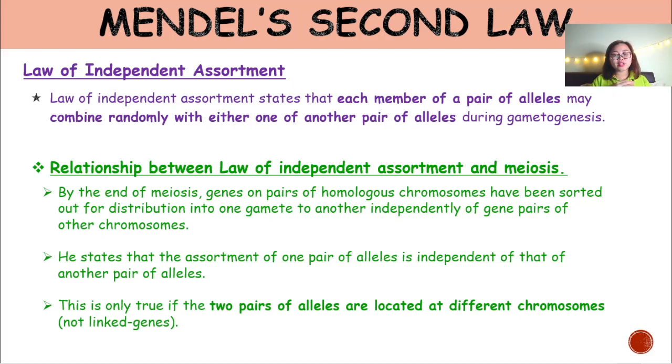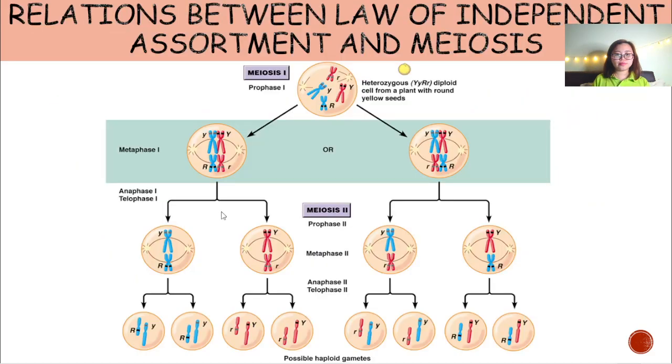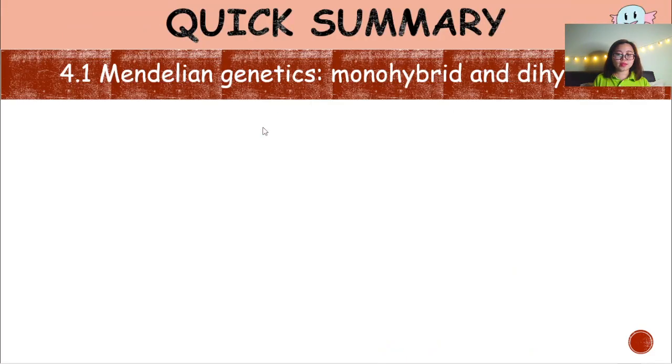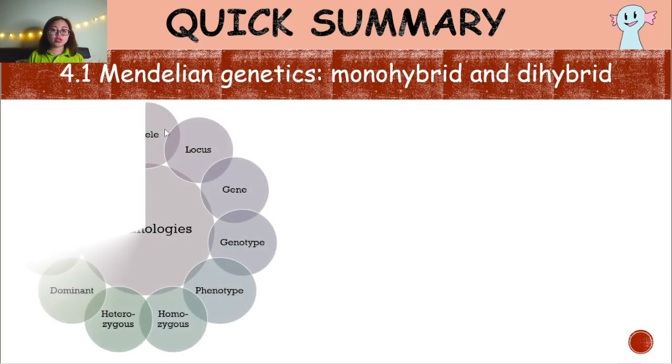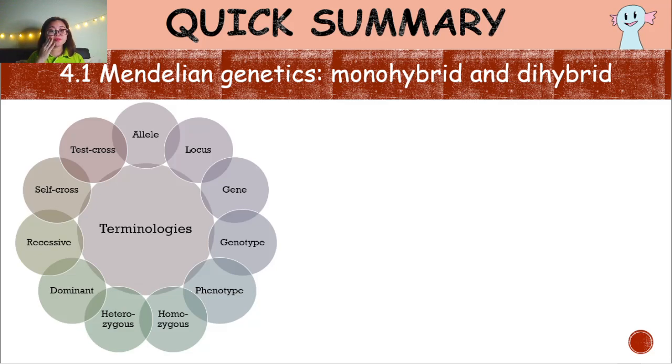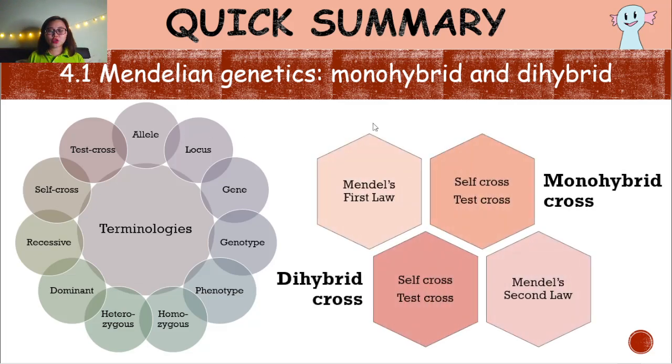So we're going to learn about the phenomena that doesn't follow Mendel's law of inheritance in 4.2, which is next week's material. But for now, we are going to finish with law of independent assortment and meiosis. Okay, so just a quick summary. We already finished this subtopic, which is 4.1 Mendelian genetics, monohybrid and dihybrid. We talk a lot about the terminologies, and we talk about monohybrid crosses and dihybrid crosses.